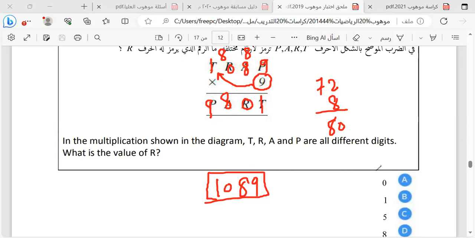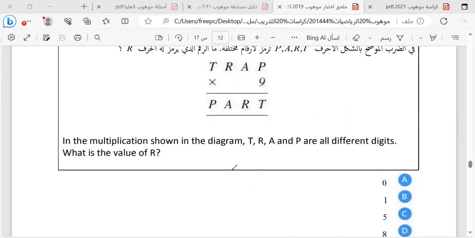R equals what? Mister, where did you bring the 189? Can you understand? Okay, I will repeat again. 9 with what? 9 we multiply by 1 is 9.